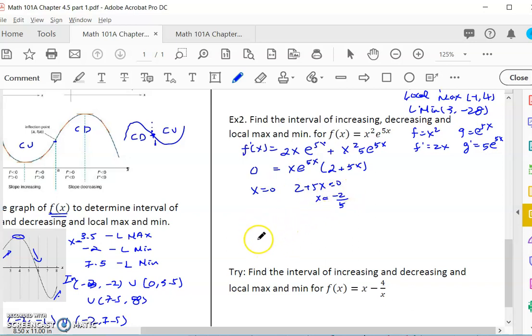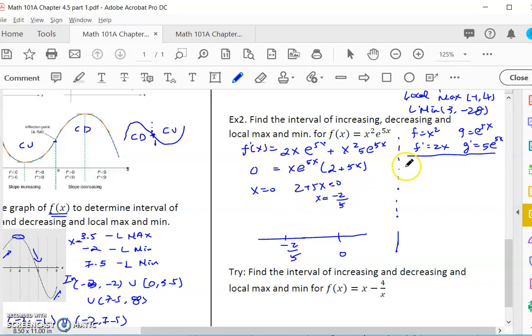So we're going to put some space here, put our number line down and draw the number line. So negative 2 over 5 is on this side, and 0 is here. So you just cut out your intervals in here. And then we are going to do test points, right? So what do we use to test? It's x e to the 5x times (2 plus 5x). Use this to test. This is f prime of x.